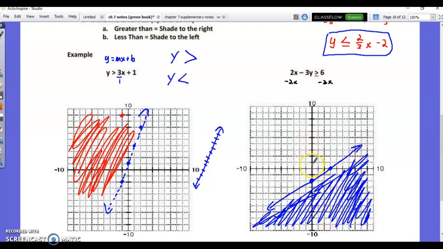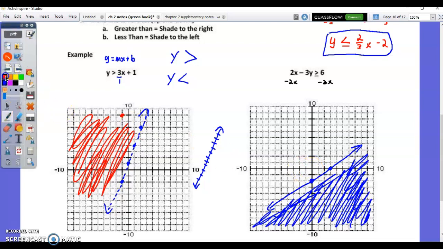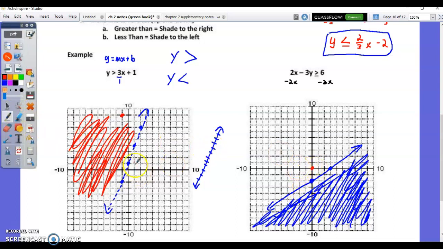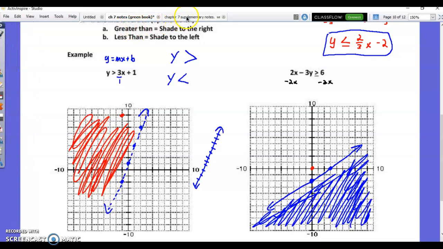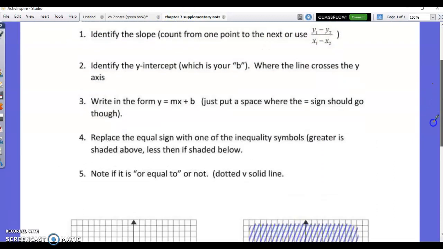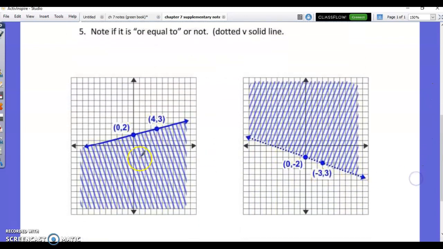So if I said, hey, is (0, 0), for example, a solution to this line? (0, 0) is here. It is not in the shaded region, so I would say no, it's not. All right. Part 2 of these notes would be how we write a linear inequality if given the shaded lines. So we're going to talk about that right now.